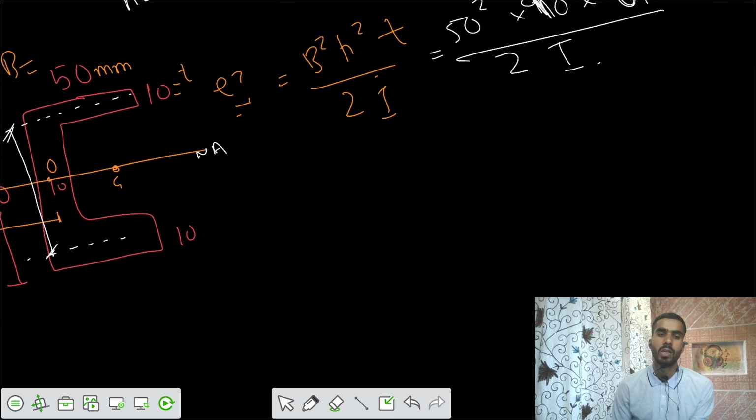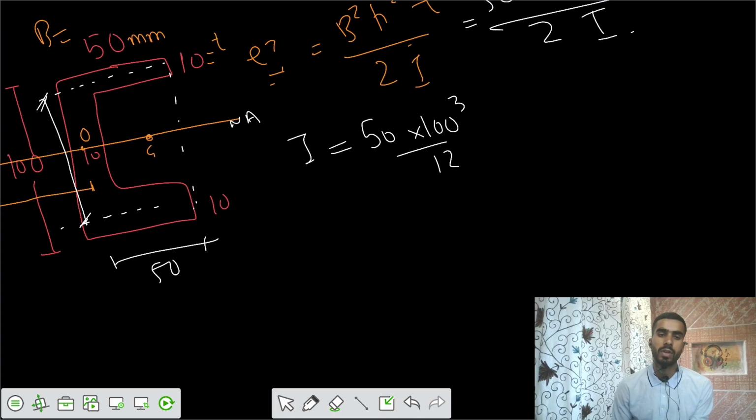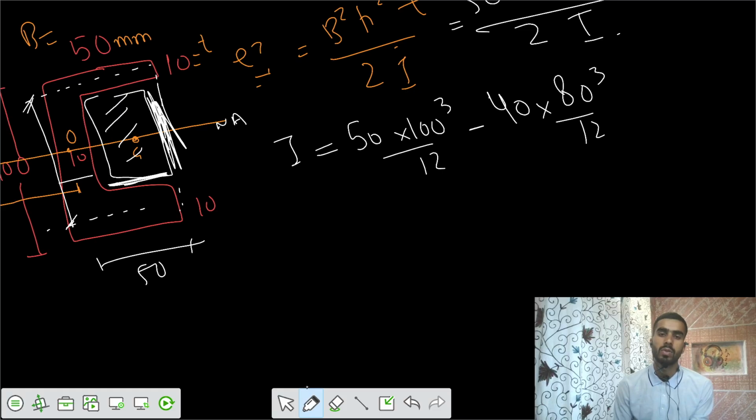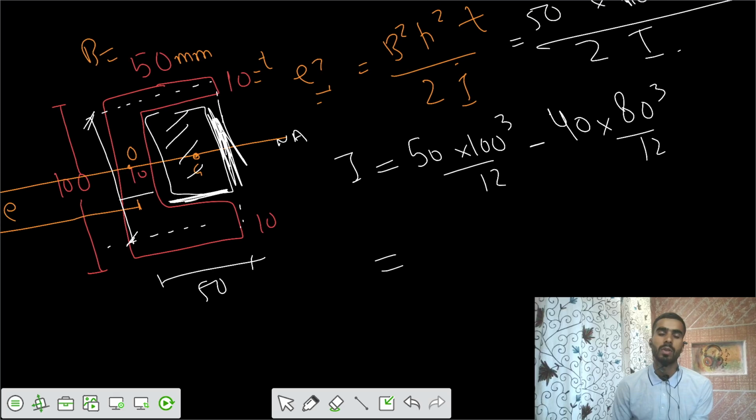We have two options. You can make this an entire rectangle. You can say I value would be equal to BD cube by 12, and you subtract the smaller rectangle, this part. This is having dimensions of 10, then 40, and this is total of 100 minus 20, that's 80. So you can write minus 40 into 80 cube by 12. You can also solve it by separating it into three rectangles.